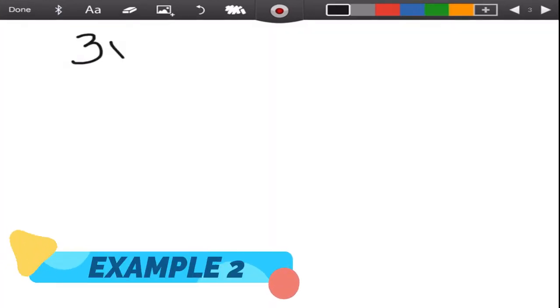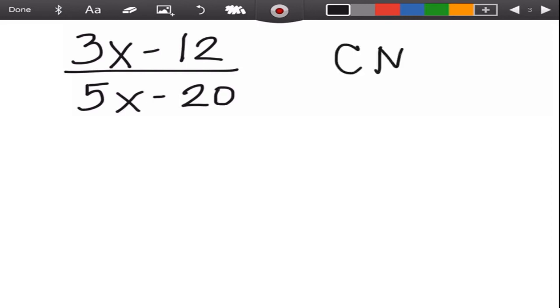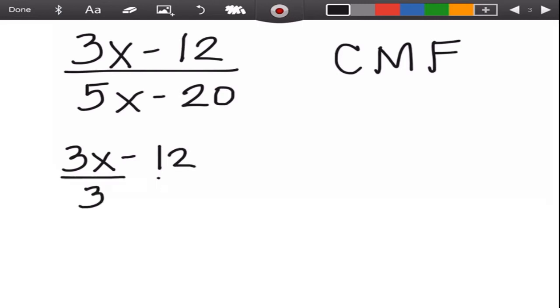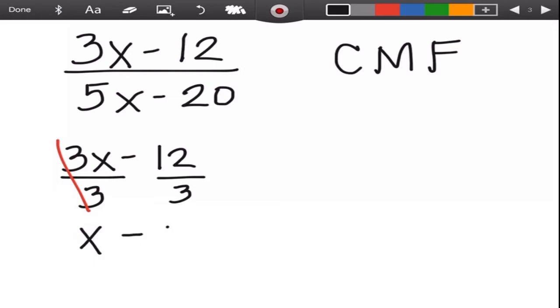Number 2, 3x minus 12 over 5x minus 20. In this example, we need to apply the factoring method. We need to use the common monomial factor. Let's have first the numerator, 3x minus 12. 3x and 12 can be divided by 3. 3 divided by 3 will become 1. Copy x, and then copy the operation. 12 divided by 3 is 4. And then don't forget to write the CMF beside it.